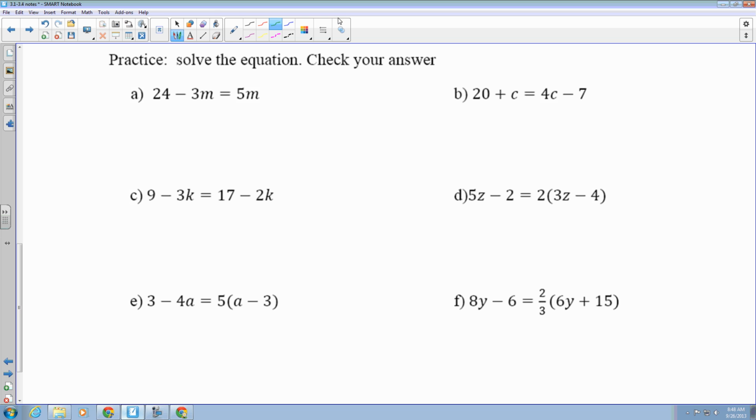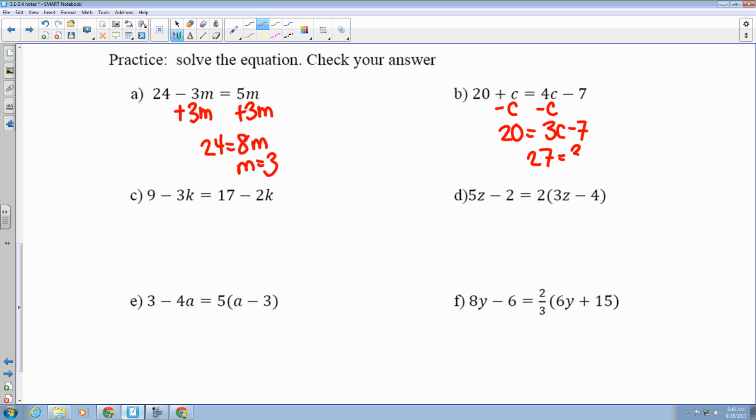Okay, now these are all practice. We're going to go through all of them pretty quickly. Get the variables together. Divide both sides by 8, and m is 3. Okay, here I'm going to subtract the c. So we have 20 equals 3c minus 7. Add 7 to both sides, so we have 27 equals 3c. Divide both sides by 3, and c is 9.